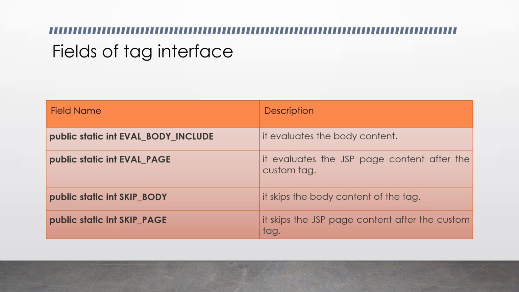That means after the ending of the tag it will go directly on and continue the JSP page. And SKIP_BODY means it will skip the body content of the tag. And SKIP_PAGE means it will skip the rest of the page content after the custom tag was initiated. So those are the main Tag interface fields that are mainly used in custom tags.